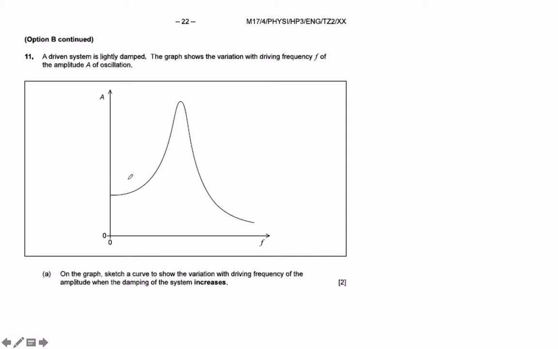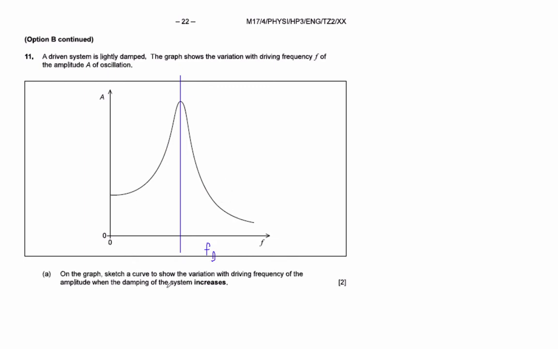Okay, so here is our driving frequency. This is the amplitude of the oscillator here. Now remember these curves: if there's no damping, there's an asymptote here, right? There's some resonant frequency here, and this thing just goes up forever, right? But because there's damping, it stops at some point and comes back down.